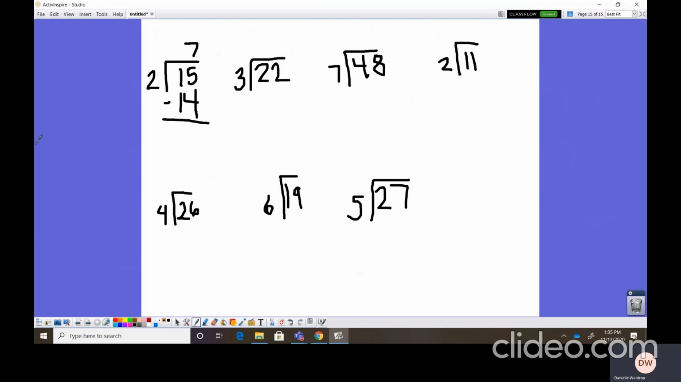Okay, so I'm going to put my 14 under my 1 and my 5 in the 10s. Subtract, 5 minus 4 is 1. 1 minus 1, of course, is 0. This number is bigger than this number, so I know I'm done. I can't do any more. So that's my remainder, 7 remainder 1.